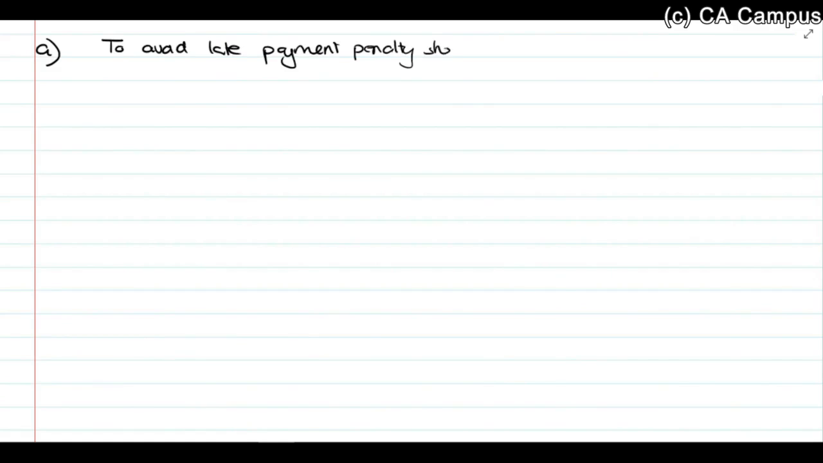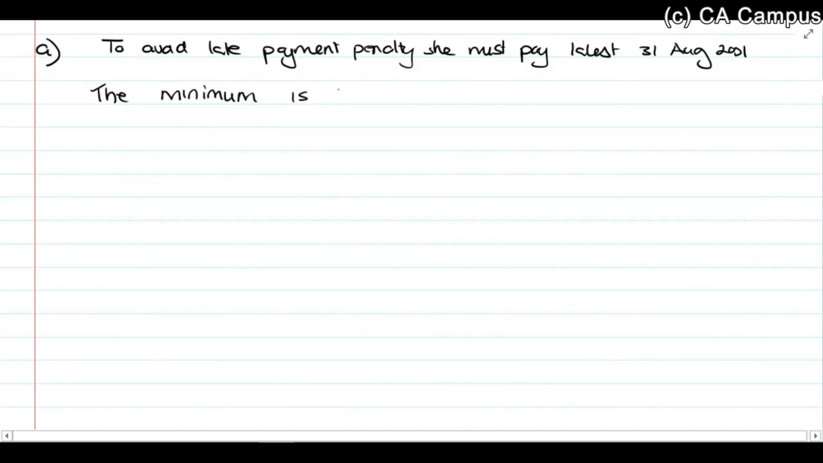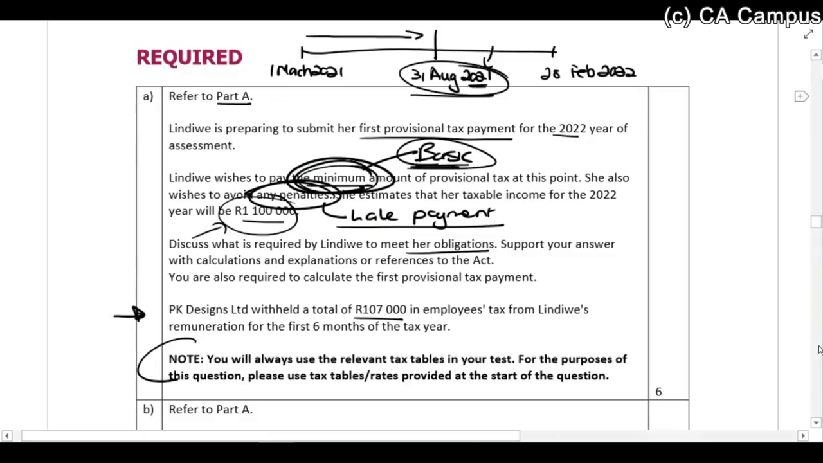So let's actually answer it here. To avoid late payment penalty, she must pay latest 31 August 2021. The minimum amount is the basic amount determined as follows. Okay, so how do we determine what the basic amount is?